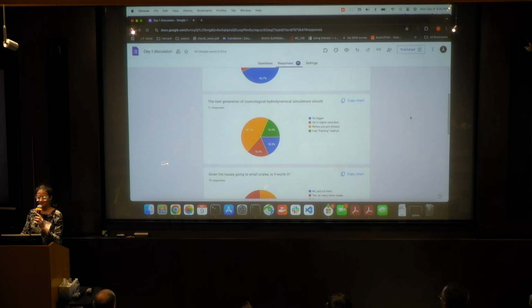The next generation of cosmological hydrodynamical simulations should go bigger, higher res, refined subgrid physics, or fast painting methods. So there's a clear winner of refined subgrid physics, but I believe this would make a nice conversation given the percentages. So would anyone like to volunteer their position?